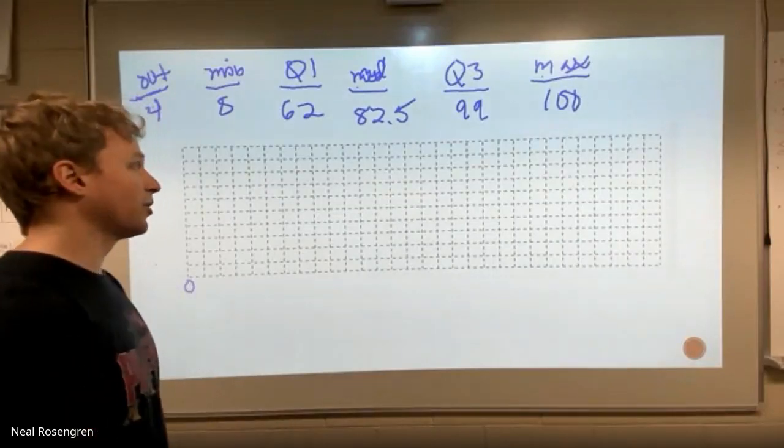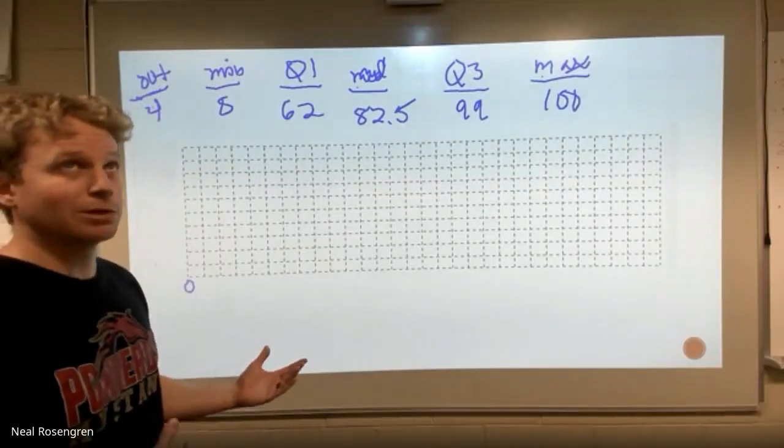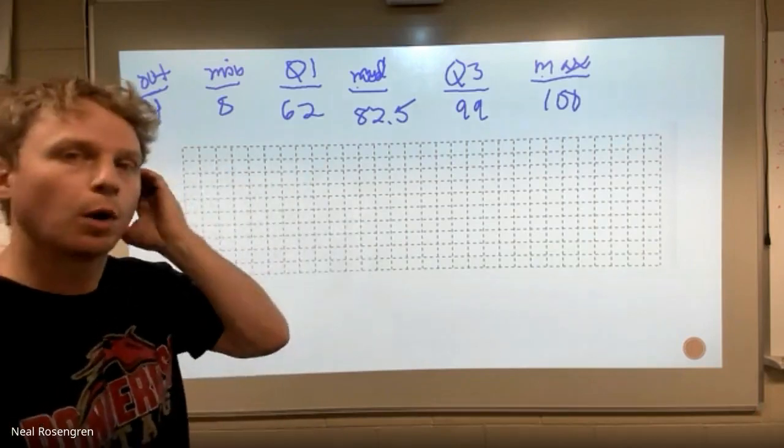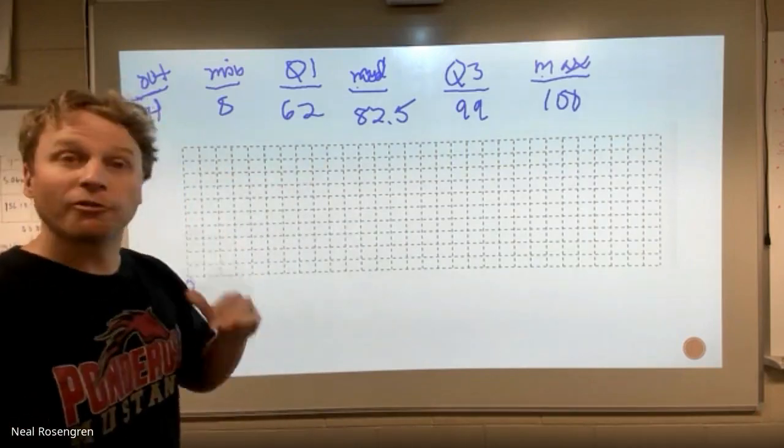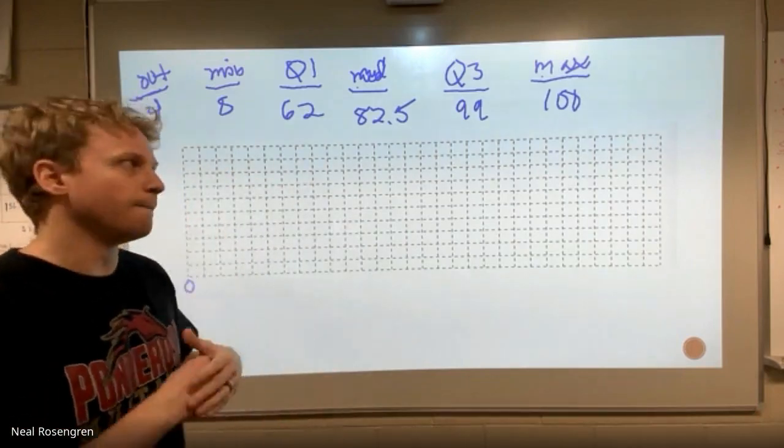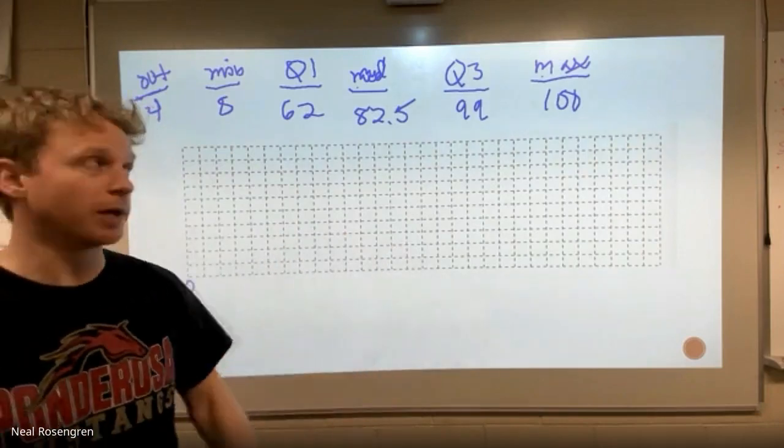Could you go by 3s? Let's see, 3 times 30 is only 90, so we wouldn't quite make it. So going by 4s, I think, is a good choice. It's probably the best choice to maximize your space.